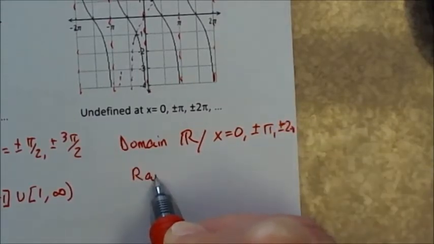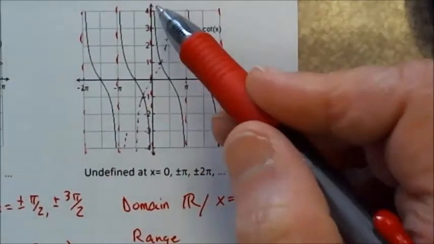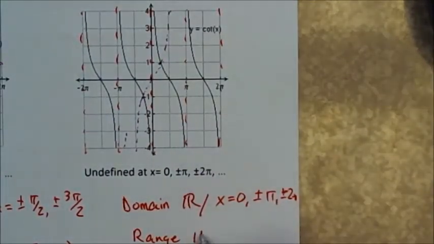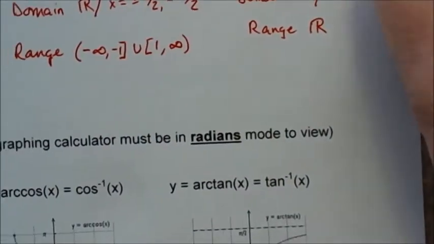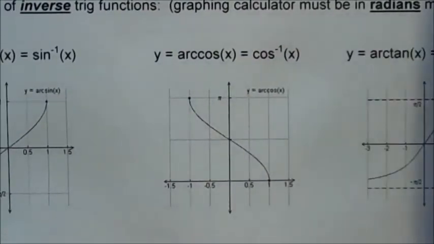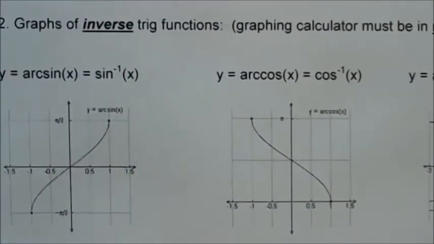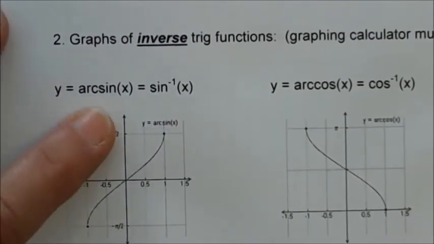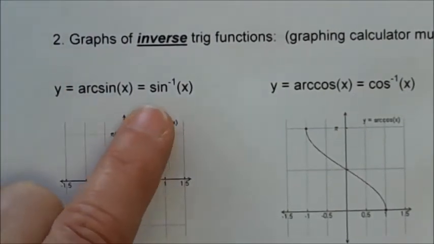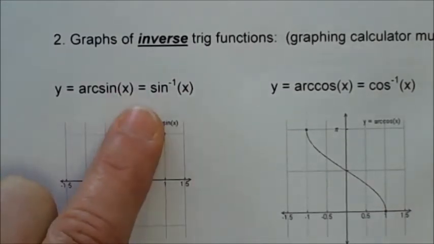And the range. No breaks in our range, right? These are continuous, so all real numbers. Graphs of inverse trig functions. To look at the graph of an inverse trig function, y equals arc sine of x, otherwise sine inverse of x. They mean the same thing.